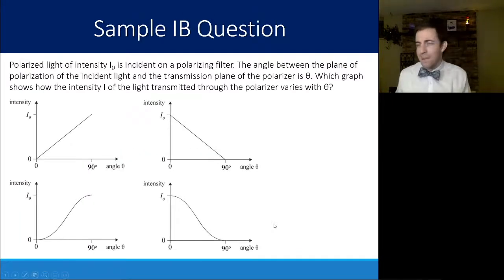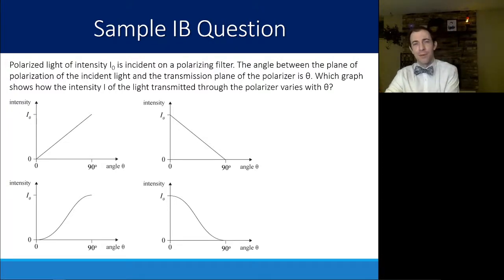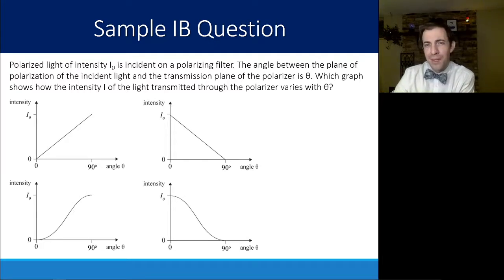So another example, kind of going along with that idea: polarized light of intensity I naught is incident on a polarizing filter. The angle between the polarization of the incident light and the transmission plane is theta. Which graph shows the intensity I of the light transmitted through the polarizer as it varies with theta?